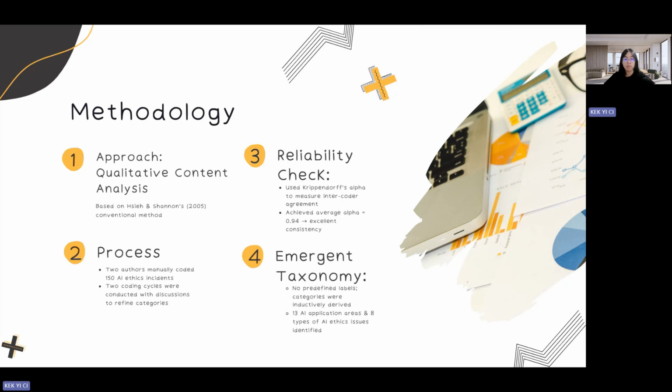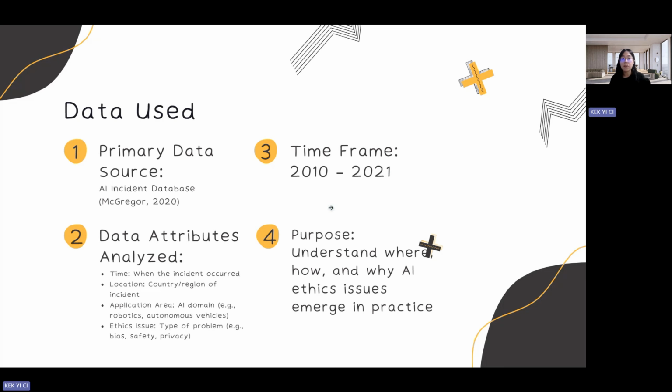Next, the incidents span from 2010 to 2021 and were analyzed based on 4 key attributes: time, location, application area, and the type of ethical issue involved, such as racial discrimination, privacy violations, or safety concerns. This helped the researchers understand when and where AI ethics issues tend to arise and in what form. So I will pass the mic to my friend.